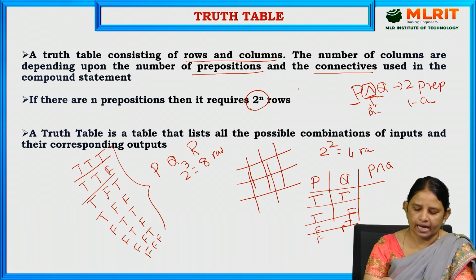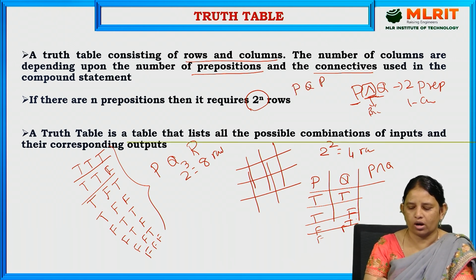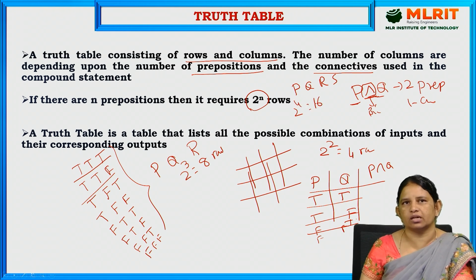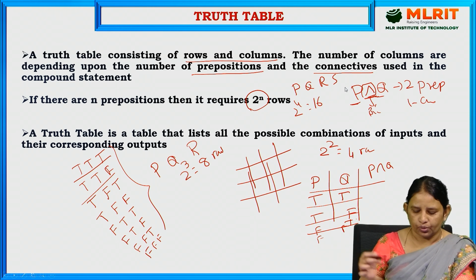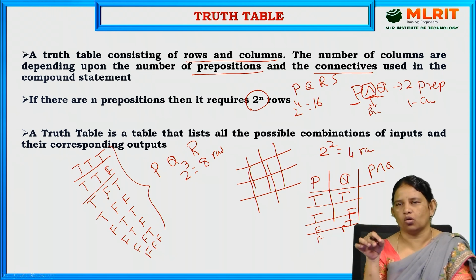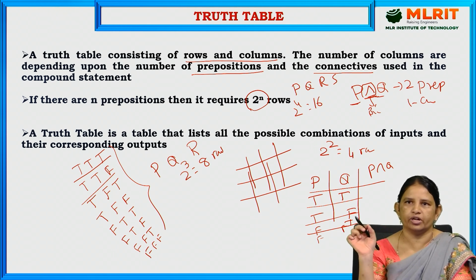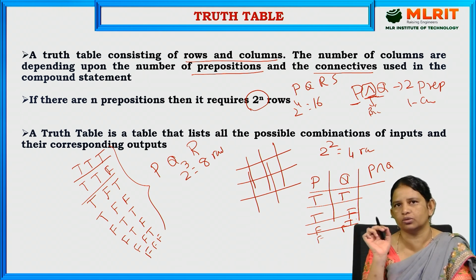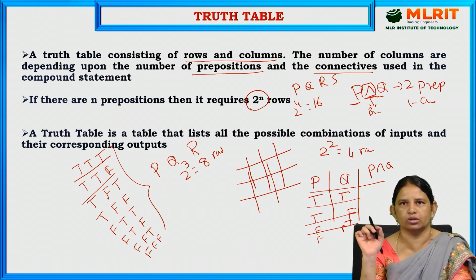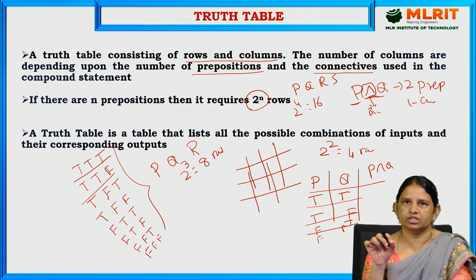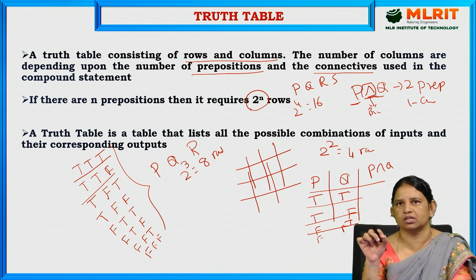If there are 4 propositions P, Q, R, S, then how many rows? 2 power 4 means 16 rows are present in the truth table. So the truth table consists of rows and columns, and the number of rows is decided based on the number of propositions present in the given statement formula. If there are 2 propositions, it consists of 4 rows. Suppose there are 3 propositions, it consists of 8 rows. If there are 4 propositions, 16 rows are present in the truth table.